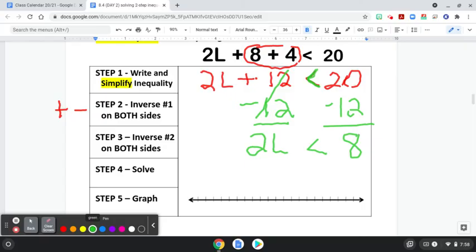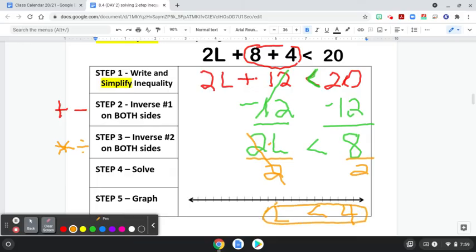Now I'm ready for inverse number 2, which is typically the opposite of multiplication or division. Well, since L is being multiplied by 2, to undo that, I need to divide by 2. Both sides get it. The 2s cancel out. L variable is less than 8 divided by 2, which is just 4. So all the numbers that are less than 4 will make this inequality true.